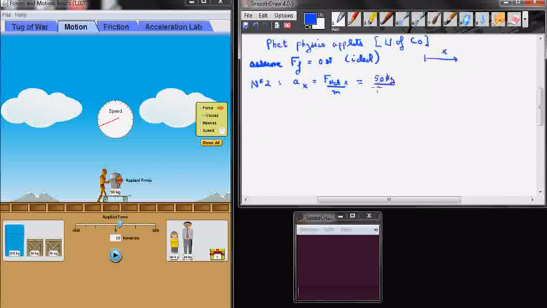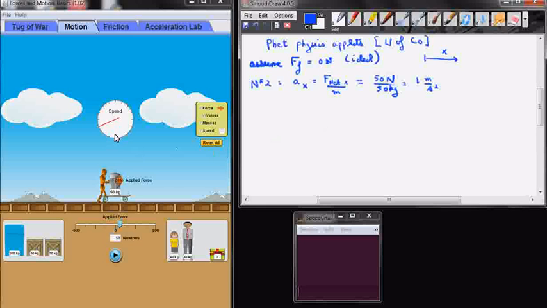And we have a 50, I'm sorry, fix that. I meant this to be newtons. 50 newtons is the net force, and the mass is 50 kilograms. Okay, so that's going to give an acceleration of 1 meter per second per second.